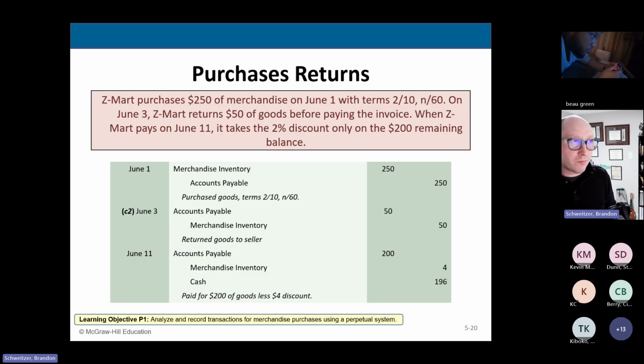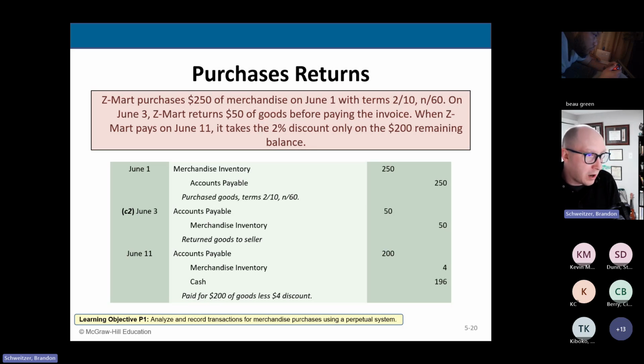Then we have the issue of returns. Okay. We purchase the inventory. Inventory comes in, $250 worth. It comes in on June 1, and we have credit terms, 2% discount if paid within the first 10 days. Otherwise, the entire amount's due within 60. On June 3rd, we call up our vendor and we say, hey, listen, we need to return some of this to you, about $50 worth. We're going to do it before we pay the invoice. Okay, no problem. So we take $50 off the invoice and we take $50 out of our inventory and we send it back. So debit accounts payable, credit merchandise inventory, we send the stuff back.